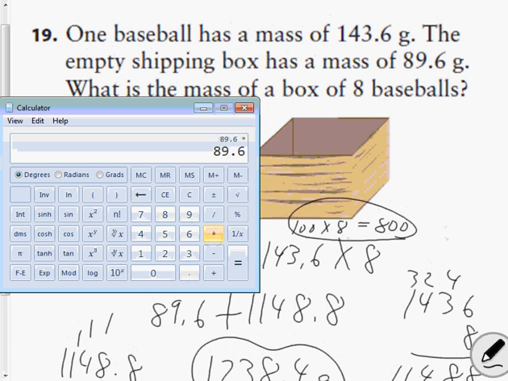89.6 times 8 equals, plus. I did make a mistake. No. Oh, I made a mistake there. Yes, I did. Sorry, I made a mistake on the multiplication. Let's try that again. So 143.6 times 8 equals plus box, 1238.4. Yeah, I did have the right answer.